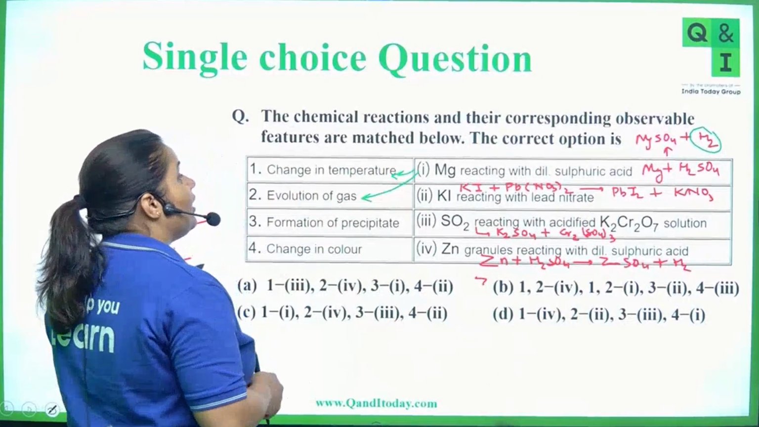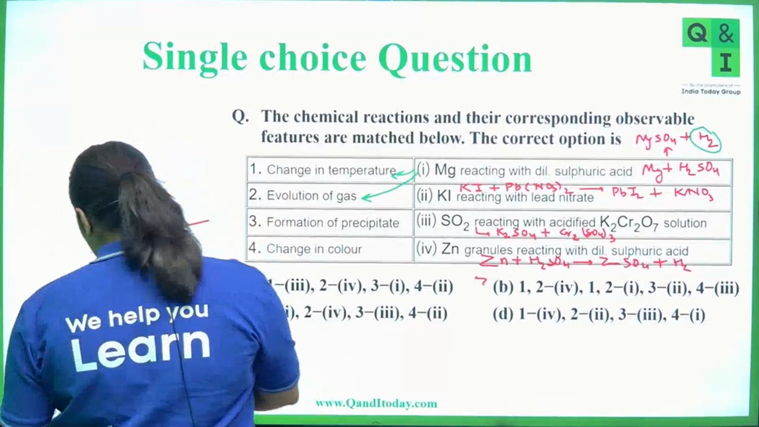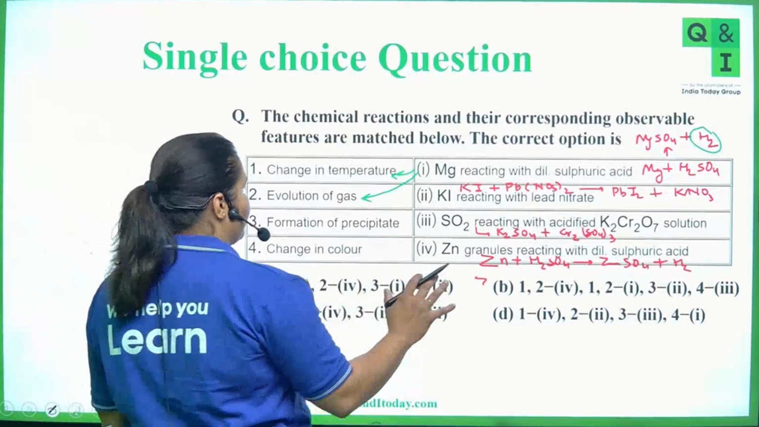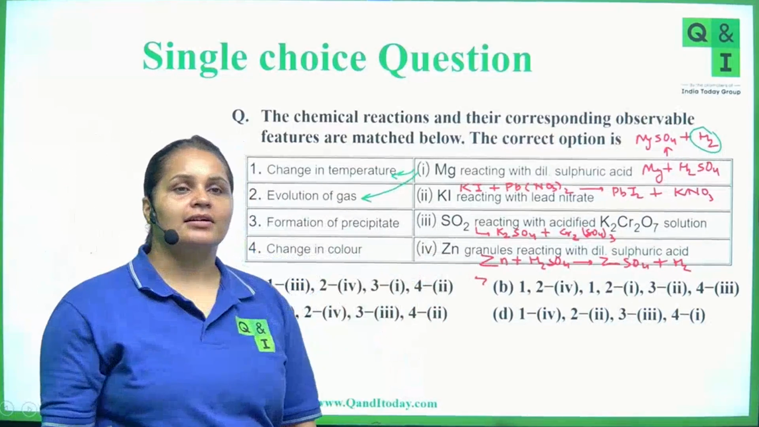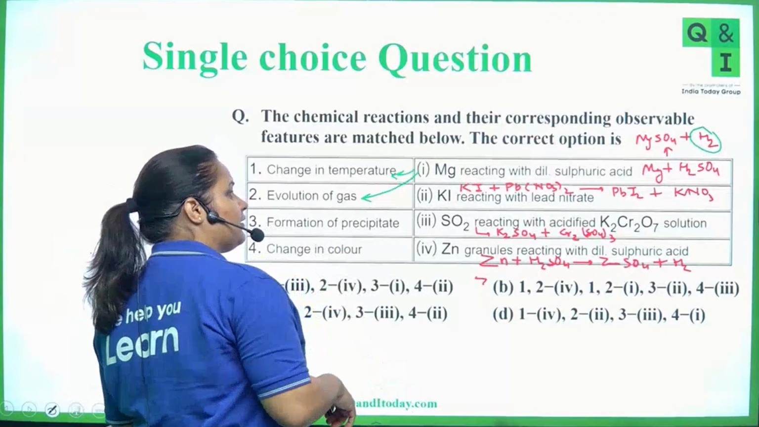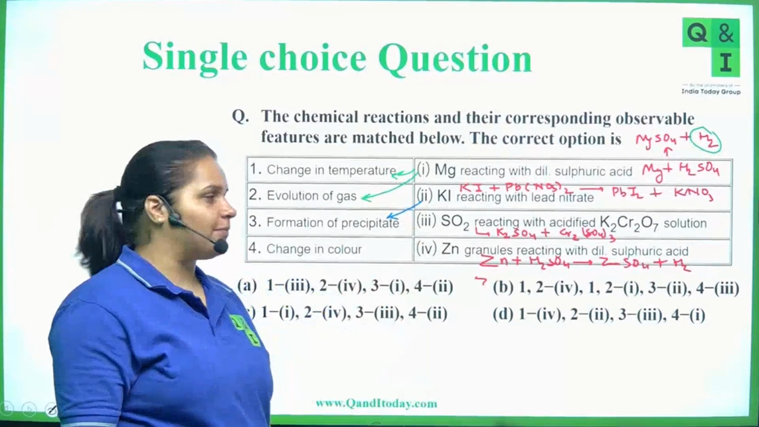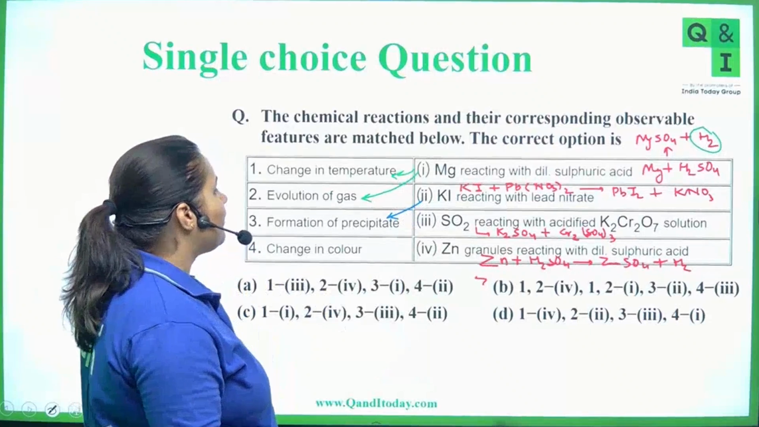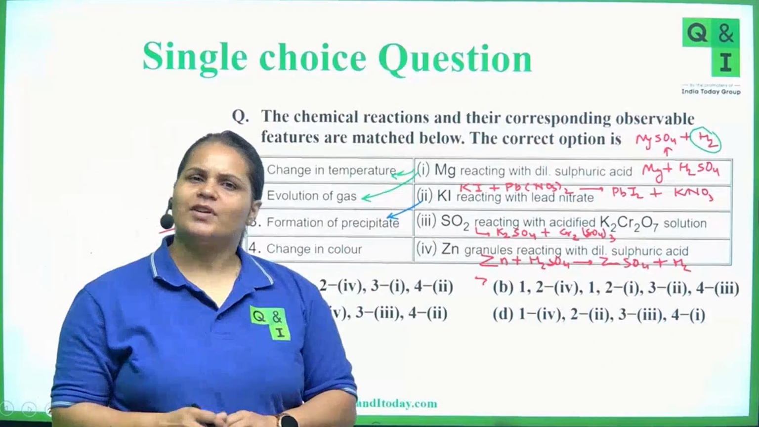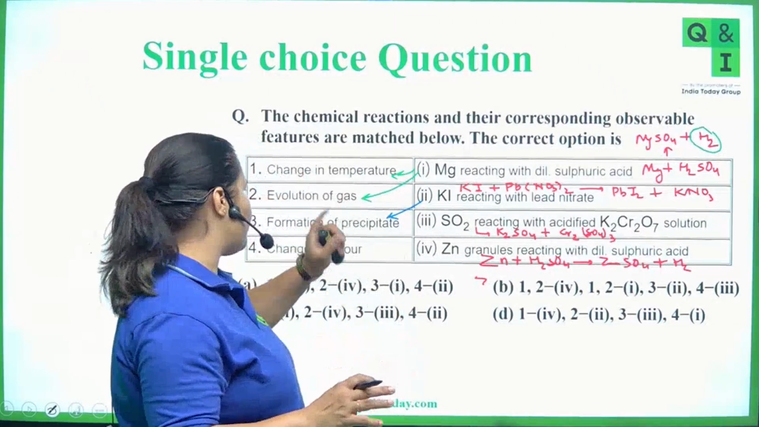Okay, next one. KI reacts with lead nitrate. So let's start once again. Is there any change in temperature? No, ma'am. Evolution of gas? No, ma'am, no gas is formed. Formation of precipitate? Yes, ma'am, a yellow precipitate is formed. So change in color? No, ma'am. The yellow precipitate was formed, and for that we already marked formation of precipitate.